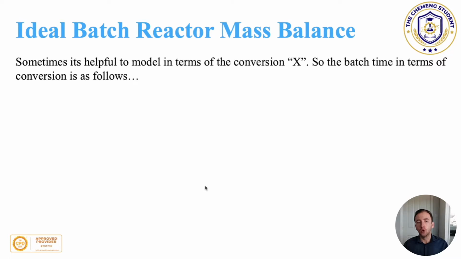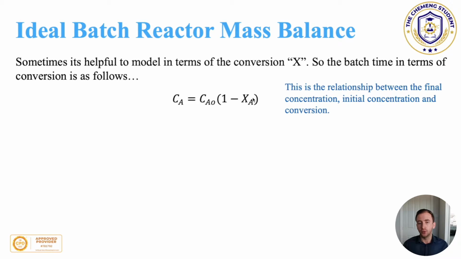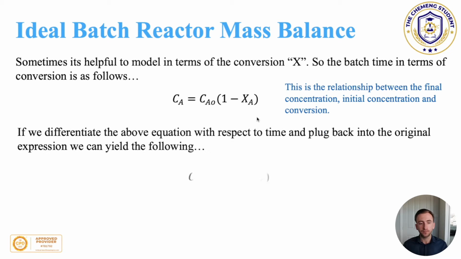Now, it's more often than not better to express the batch time in terms of conversion rather than in terms of concentration. So what we can do here is use this relationship, which links any final concentration to the initial concentration as a function of conversion. Now, in order to create this relationship, you can perform a species table on a very generic system, and you will be able to prove this relationship.